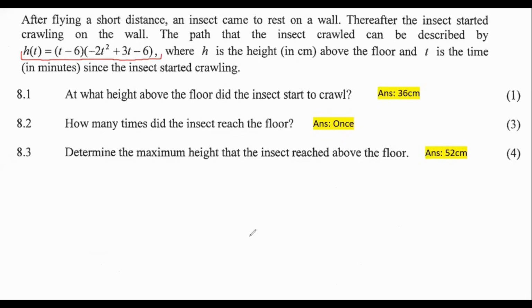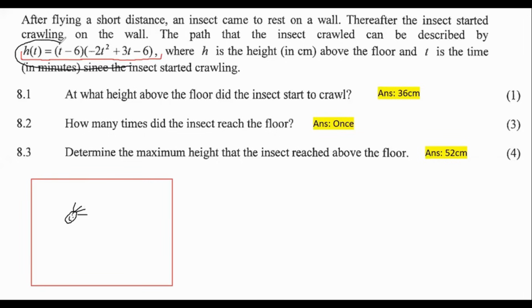All right. So I'm going to draw a little picture for you guys. It's a very basic picture. We've got a wall. So here's our wall. And we've got some little insect. We've got some insect that is busy crawling around. And the equation that we can use is given to us over here.